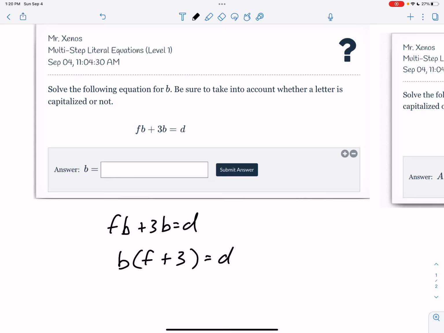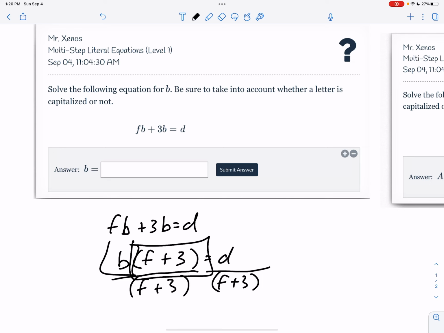Now it looks like our previous problem, so I'm going to divide both sides by this one single factor. It's written as something in parentheses. It's a group of stuff, but I'm going to divide it off because it's one factor times another factor. That's all I care about. As long as there's not plus or minus between this and this, you're good. It's b times that whole group. But this cancels with this, and I get b equals d over f plus 3.